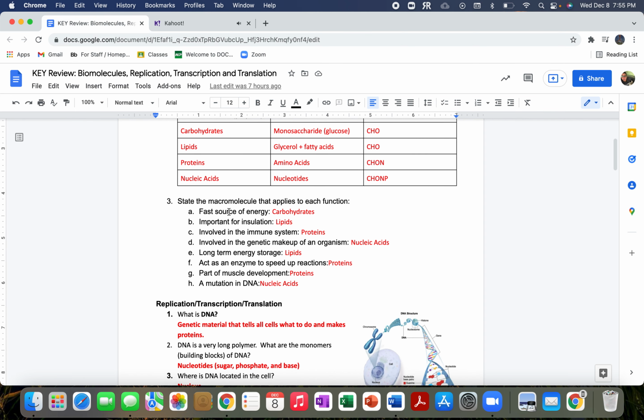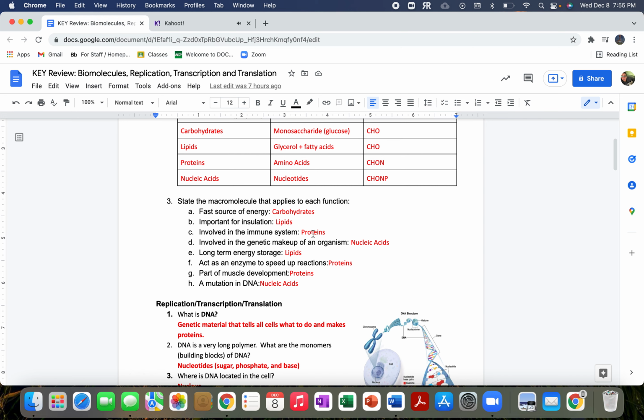The macromolecule that's a fast source of energy is your carbohydrate. That's why you pasta load the night before a big game. It's going to give you immediate energy. Insulation is keeping things either cold or warm. That's going to be your lipids. That's why the whales and the seals that are down in the Arctic have thick layers of blubber. Blubber is insulation. It's going to keep them warm.